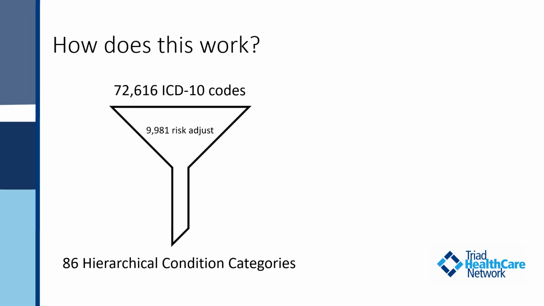So there are 72,616 ICD-10 codes. That's kind of amazing, isn't it? 72,000 plus ICD-10 codes. Wow. So for 2020, 9,981 of those are said to risk adjust. That is to say that they are deemed by actuaries to be conditions that are likely to predict increasing cost in the coming months and years. And these 9,900 or so codes are divided into 86 hierarchical condition categories, or HCCs. And that's a term you'll hear from time to time, HCCs. So all of these codes are divided into that.